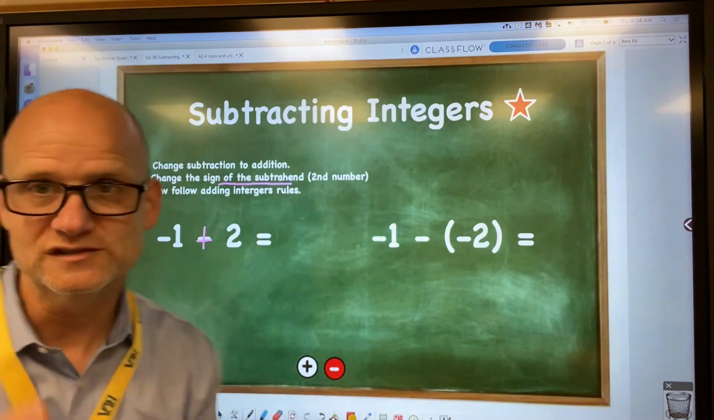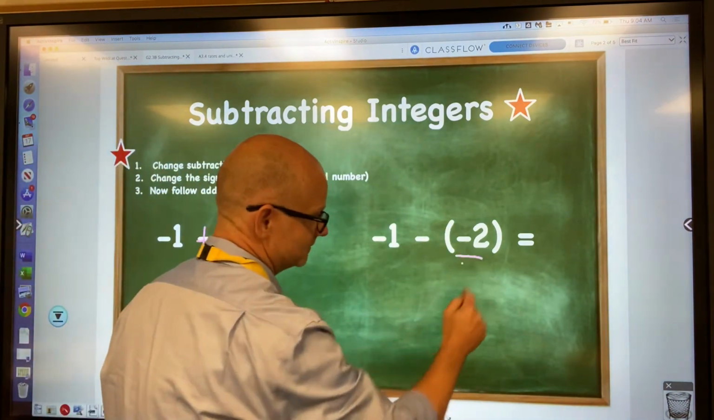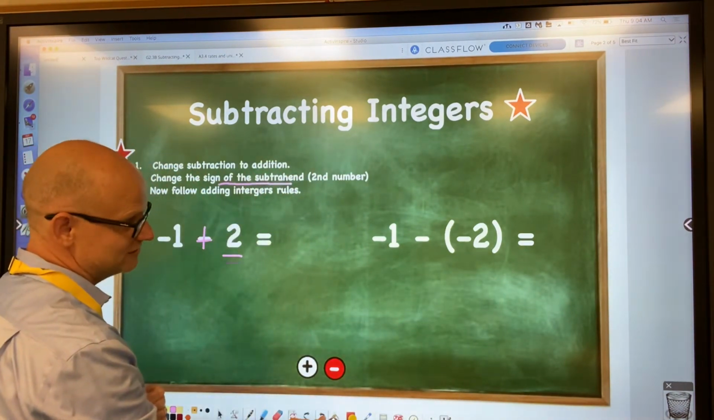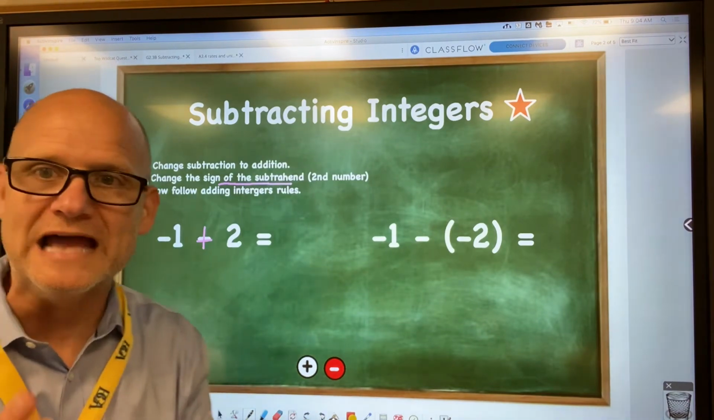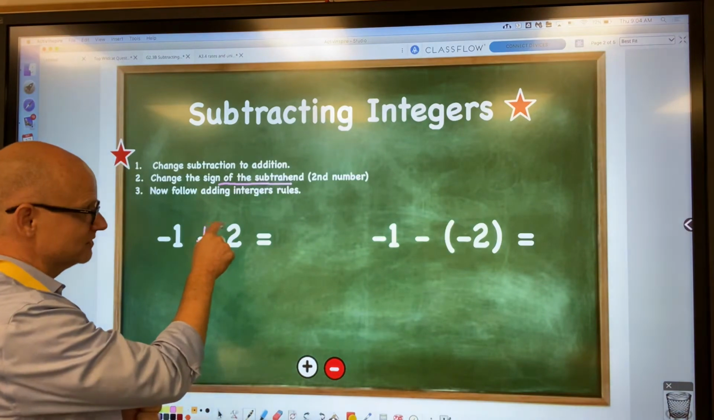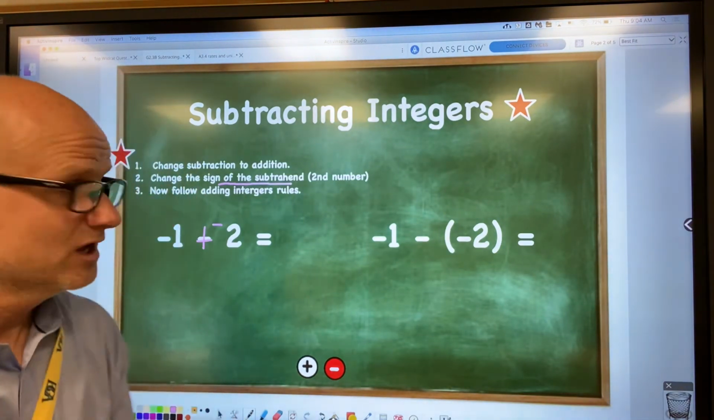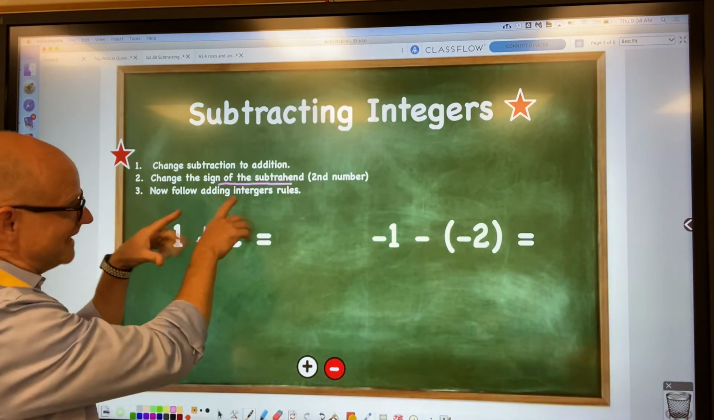But if you change the operation from subtraction to addition, you must change the sign of the subtrahend. The subtrahend is just the second number. This is the subtrahend, it's the second number. You must change that sign to the opposite of what it is. So right now, that's a +2. We're going to change it to a -2. Okay, well, let's just see if this works. And then you go back to now follow the adding integers rules.